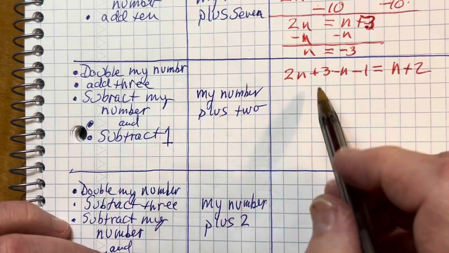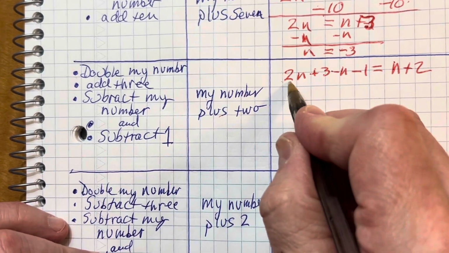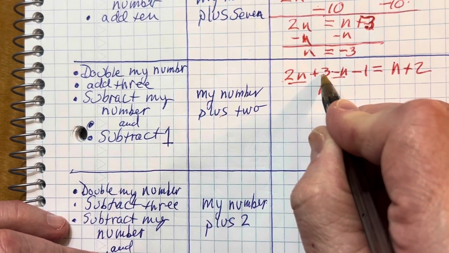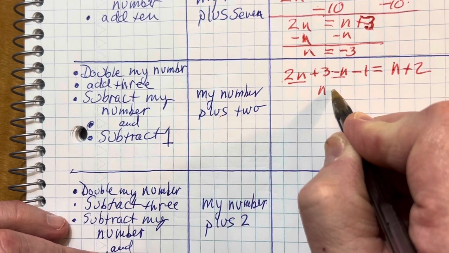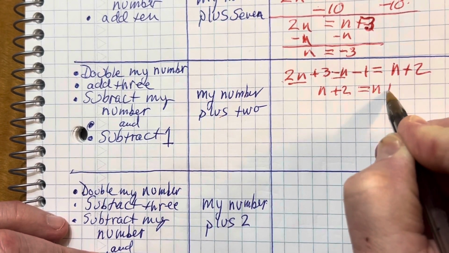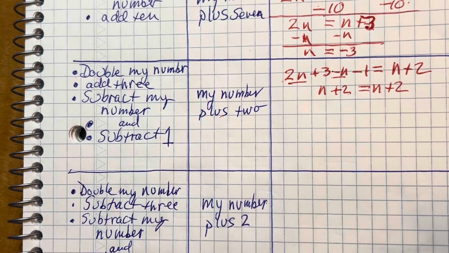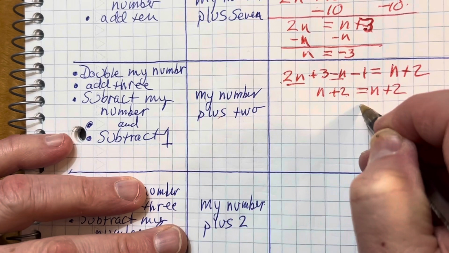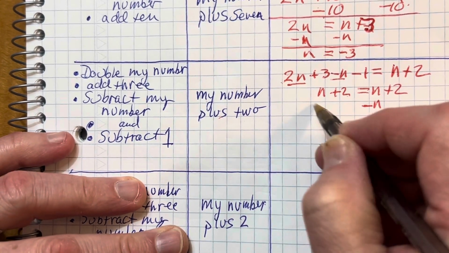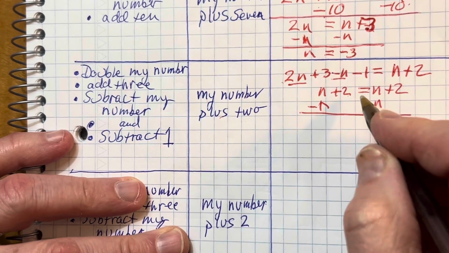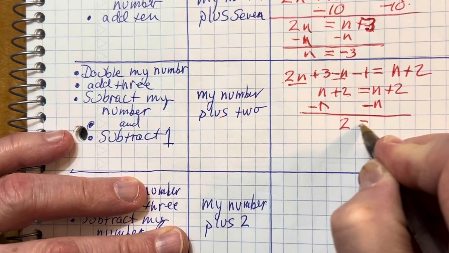Okay, so I'm going to add like terms. 2n minus n is n, and 3 minus 1 is 2. So n plus 2 equals n plus 2. Did you notice anything yet? Well, let's subtract n from the right side so I can collect all the terms on this side. When I do that, I think you'll notice that we end up getting 2 equals 2.